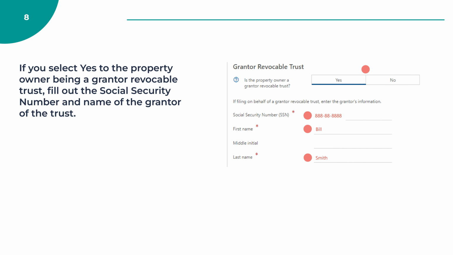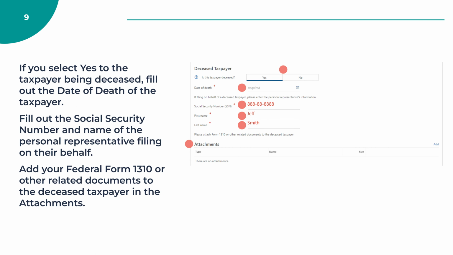If you select Yes to the property owner being a grantor revocable trust, fill out the Social Security number and name of the grantor of the trust. If you select Yes to the taxpayer being deceased, fill out the date of death of the taxpayer. Fill out the Social Security number and name of the personal representative filing on their behalf. Add your federal Form 1310 or other related documents to the deceased taxpayer in the attachments.